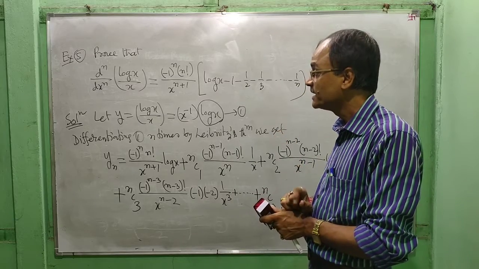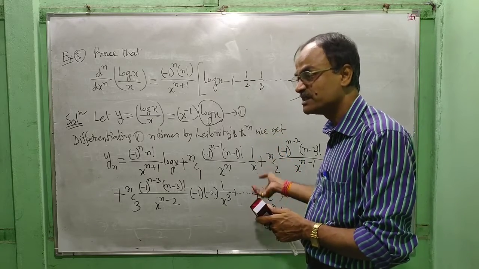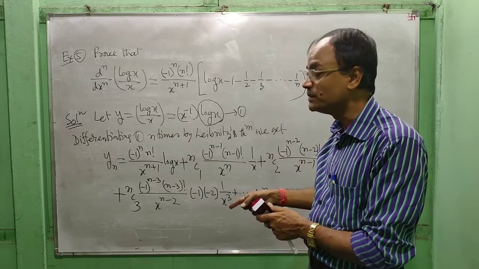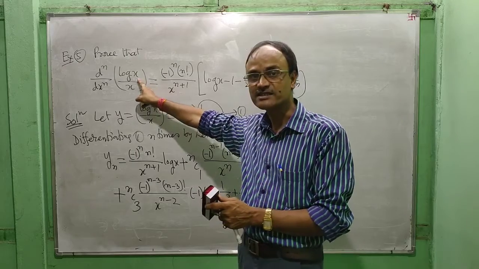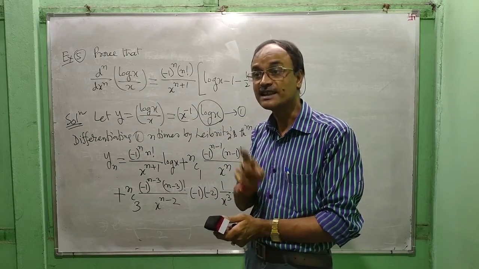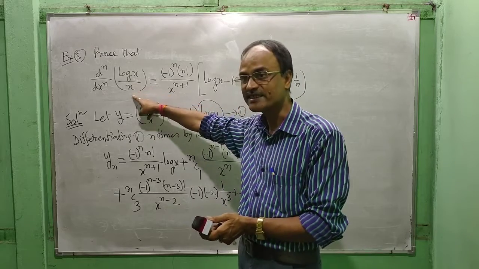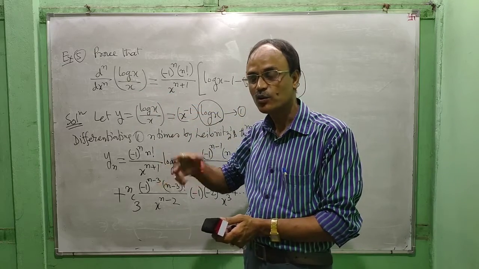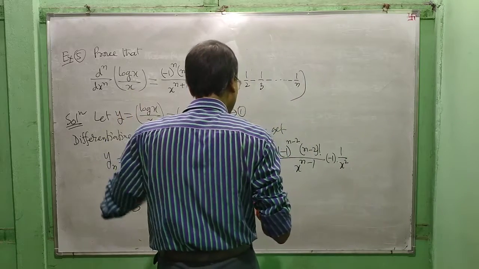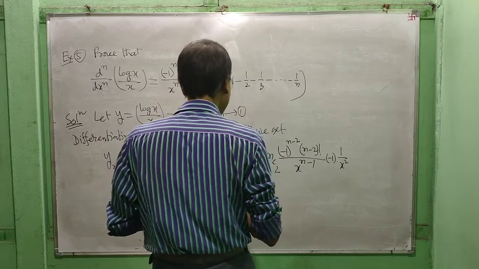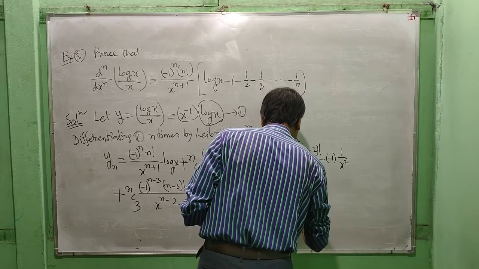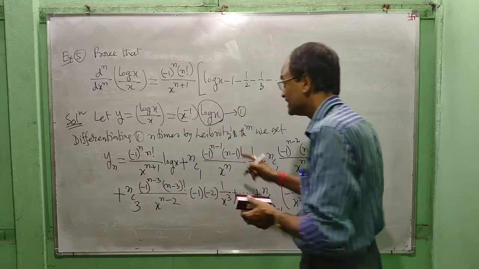Now, the term just before the last term, what will be this? We are to differentiate log x n minus 1 times, and 1 by x 1 time. If you differentiate 1 by x 1 time, then you will get minus 1 by x square.